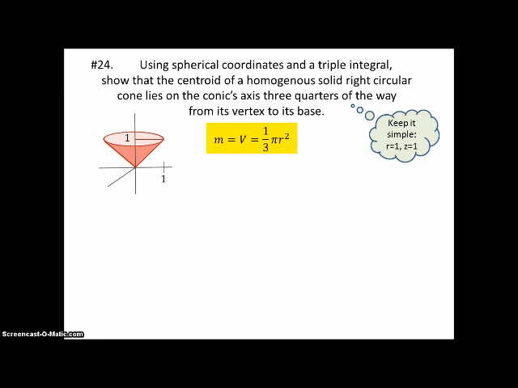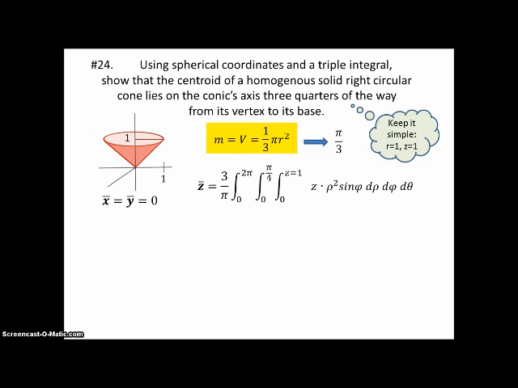Now the mass is equal to the volume, and the volume of a cone is 1/3 pi r squared. In this case, r is 1, so we get pi over 3 for the mass. And again, by the obvious theorem, x bar and y bar are 0, and z bar is the reciprocal of the mass times the triple integral of z times the density, which we're just using 1, and then dV is your rho squared sine phi d rho d phi d theta.